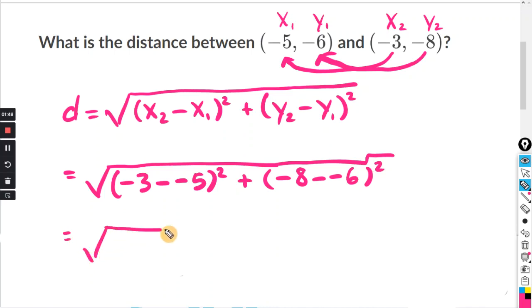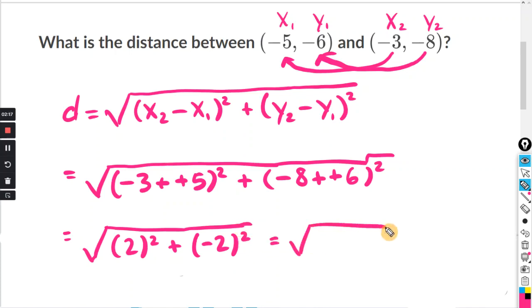Okay, now whenever you see 2 negatives in a row, you can make it positive. Okay, -3 plus 5 is 2, and that's squared. Again, 2 negatives in a row is positive. -8 plus 6 is -2, and that's squared. Okay, so 2 squared, 2 times 2, that's 4. And -2 times -2 is also 4. And of course, 4 plus 4 is 8. And don't forget, that's still under the square root.